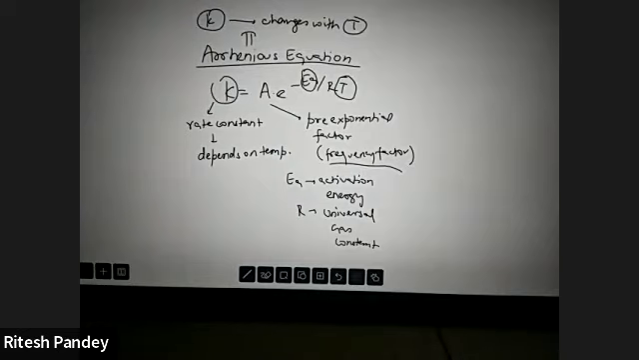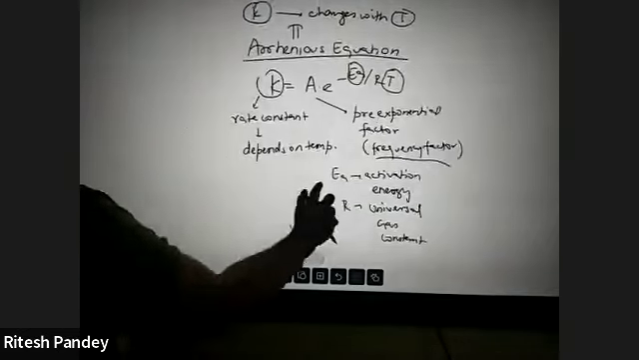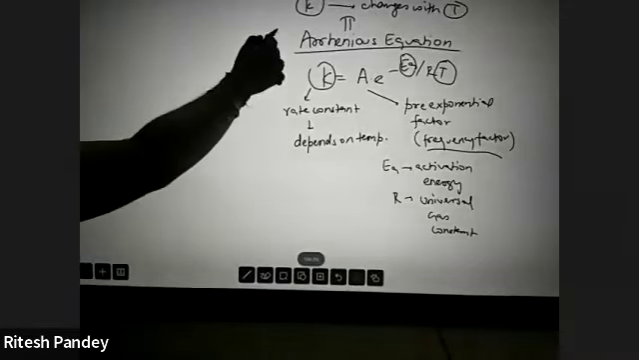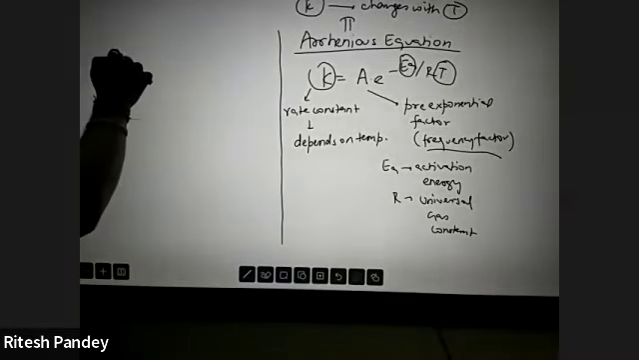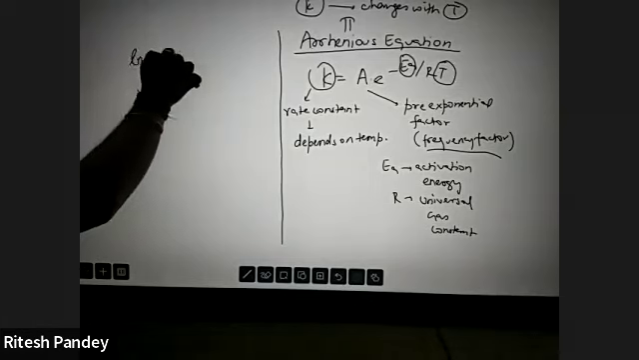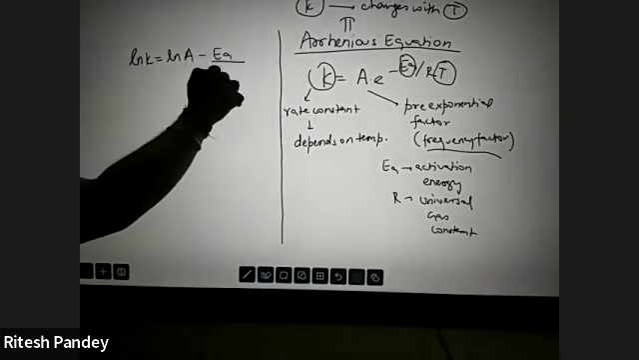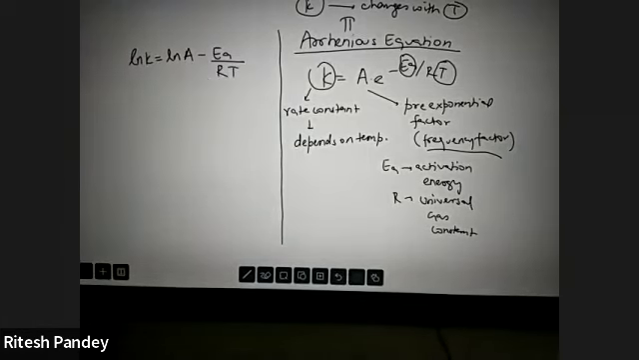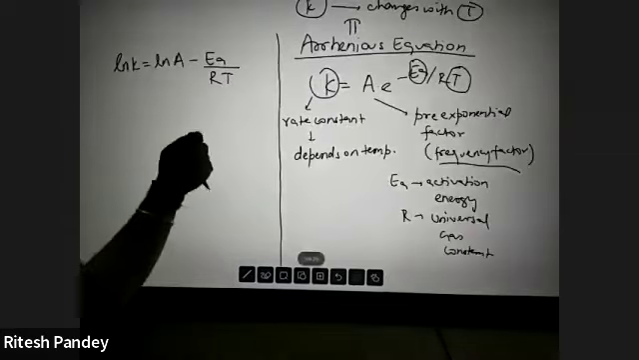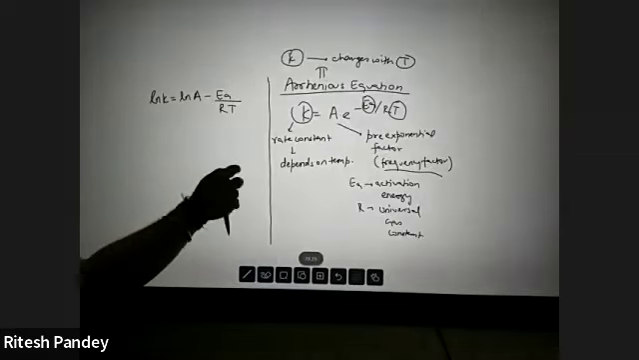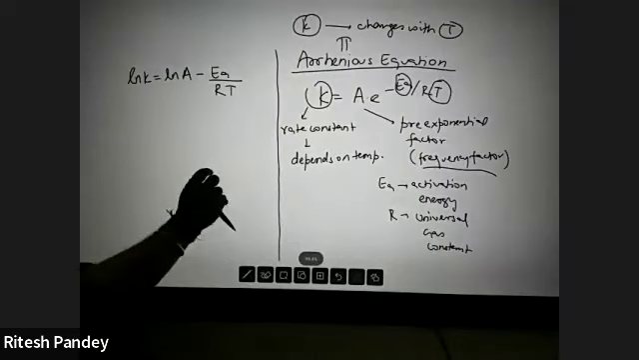Yes, I'm being understood. k equals A into e to the power minus Ea by RT, and we move to a more user-friendly form, taking log on both sides. log k equals log A minus Ea upon RT is the logarithmic form. Taking log on both sides, I'm going to get a more application-oriented form. Now, please hear me out. In the logarithmic form, I could apply it more easily.